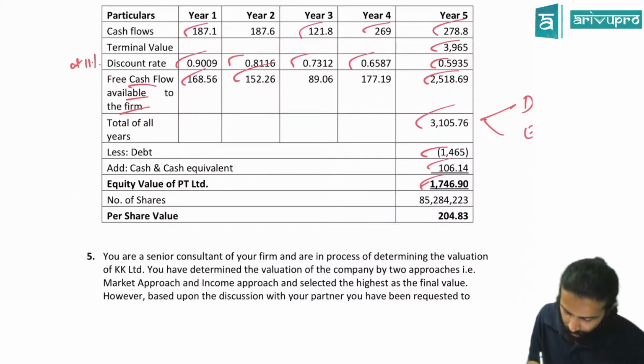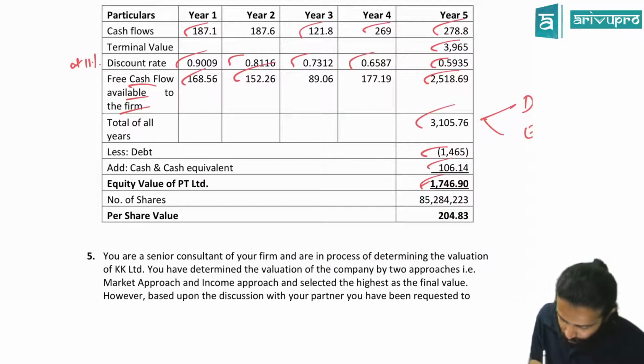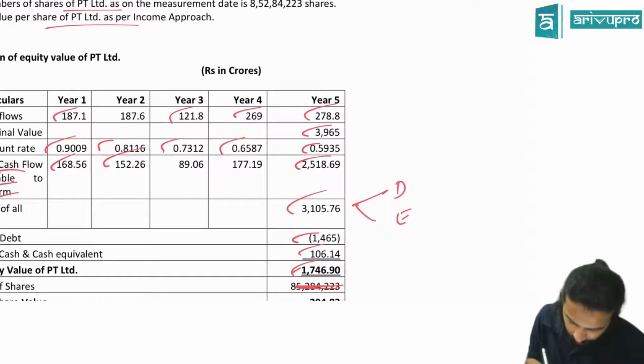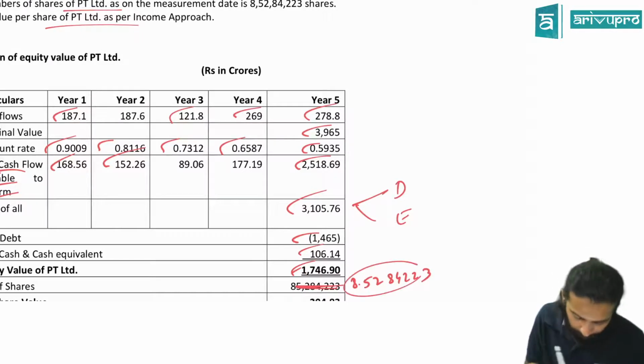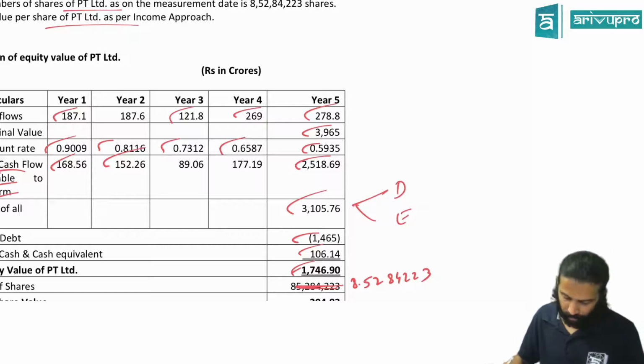But here all the numbers you have represented in crores. So the number of shares also, don't write like this. Number of shares, what will you write? You have to write in crores. That means you will write 8.5284223. So 1746 crore is the value of 8.52 crore shares. So for one share, how much is the value?